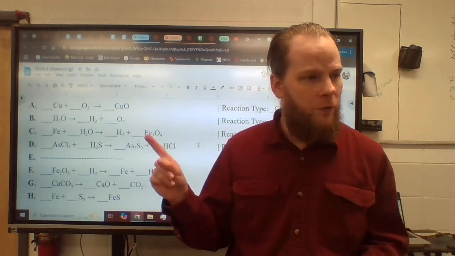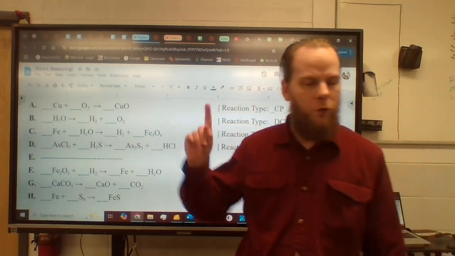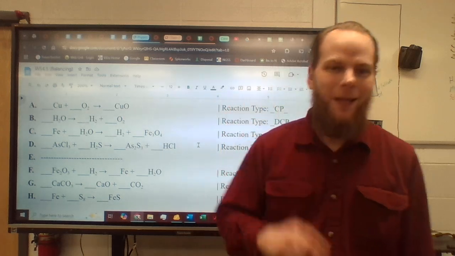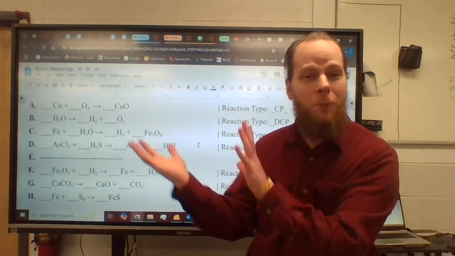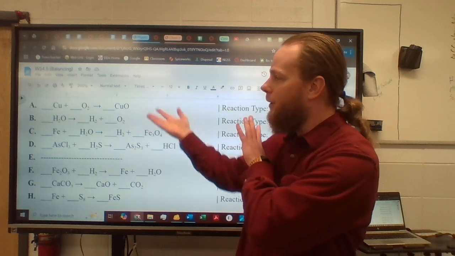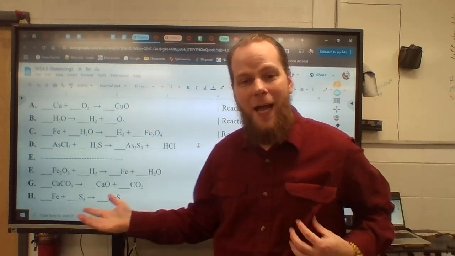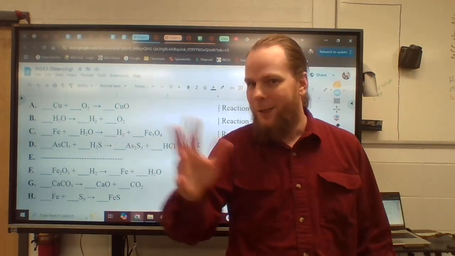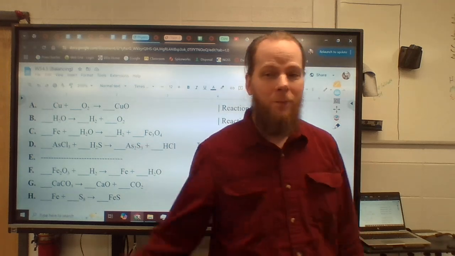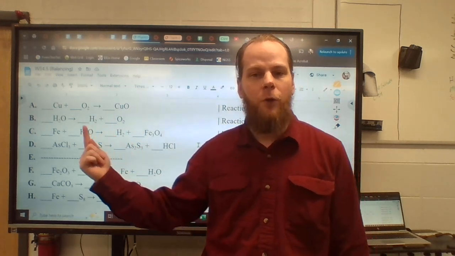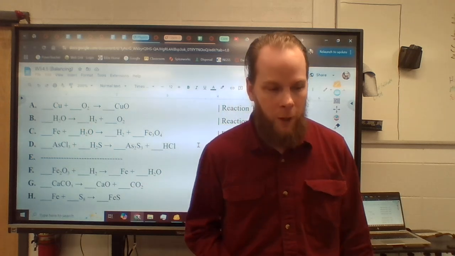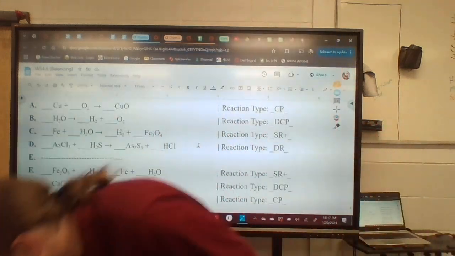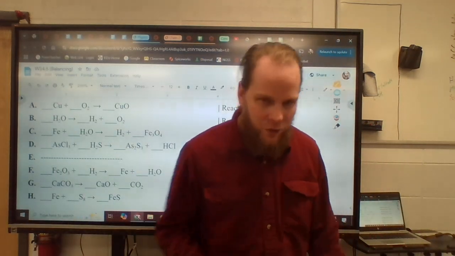You should have this worksheet. This is worksheet 4.5A. It should look pretty familiar because these are the exact same equations that you had for worksheet 4.4B when we did reaction types the other day. So these are the same reactions, but this time we're going to be figuring out what these coefficients are. Okay, so we're going to start with double replacement because double replacements tend to be easier.